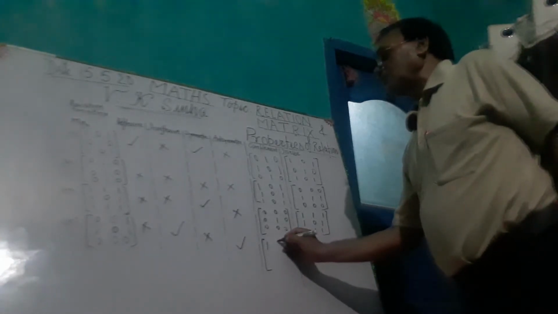Write replace 0 by 1 and 1 by 0. So we get 1, 1, 0, 0, 1, 0, 1, 1, 1. And the transpose of this is the inverse of the given matrix. So write here the transpose of the given matrix: 0, 1, 0, 0, 0, 0, and 1, 1, 0.